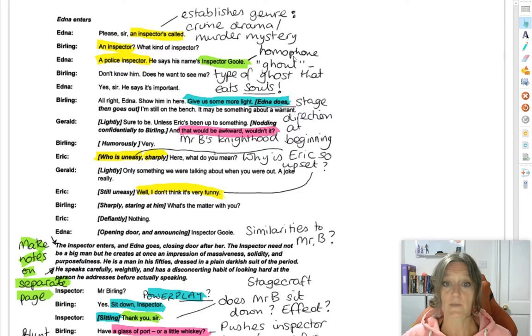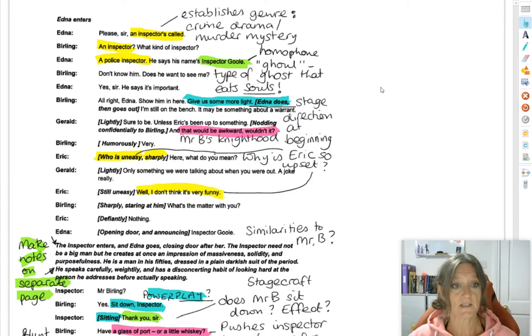So his name's Inspector Goole. It's a homophone for the word ghoul, a type of ghost that feasts on souls. In the next section, we've got some stage directions, which we've annotated and talked about in a previous lesson. Birling says, "All right, Edna, show him in here. Give us some more light." Edna does, and then she goes out. "I'm still on the bench. It may be something about a warrant."